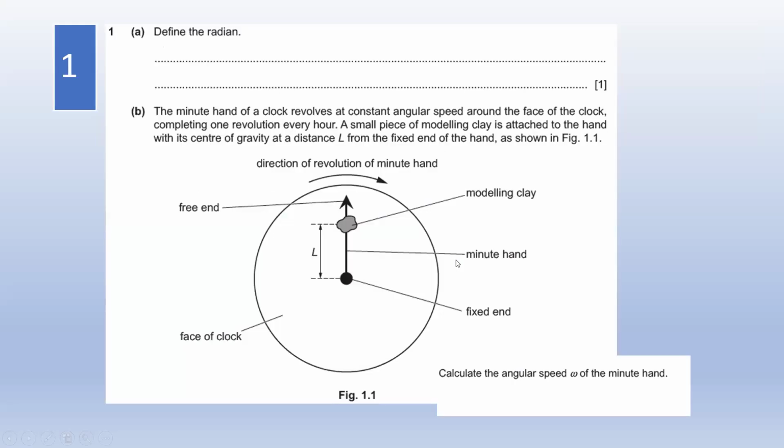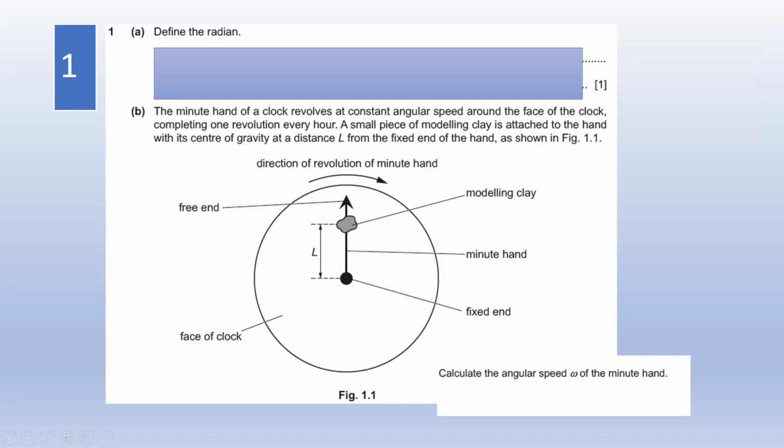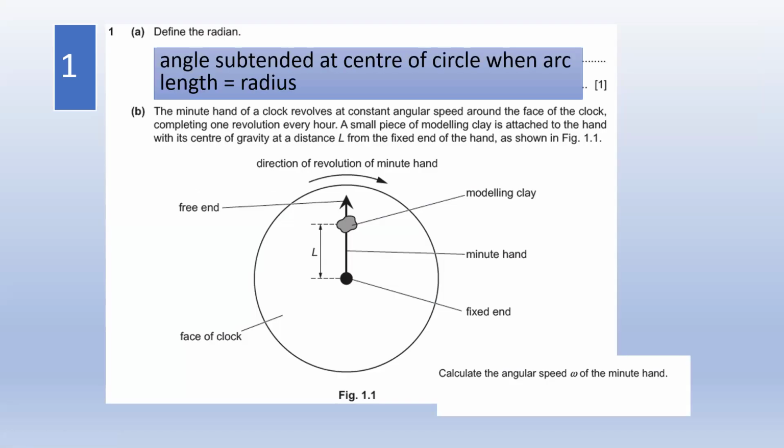Radian is common lah. Very popular question to come out, circular motion. Angles are set at the center of an arc of length, because radius, arc length equals radius. The minute hand of a clock revolves at a constant angular speed around the face of a clock, completing one revolution every hour. A small piece of modeling clay is attached to the hand with its center of gravity at a distance L from the fixed end of the hand as shown in figure 1.1.